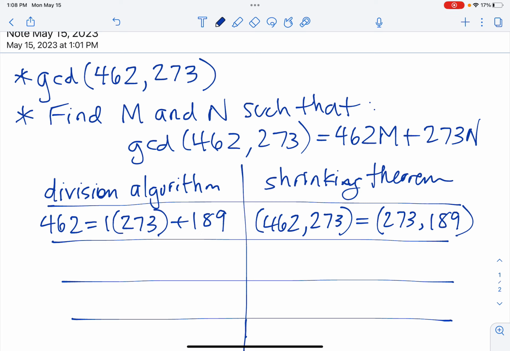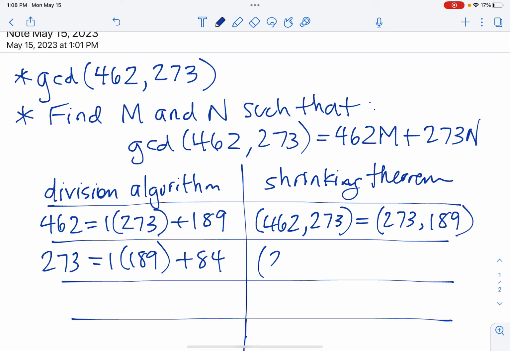Now your numbers are 273 and 189. So start with 273, repeatedly subtract 189. I think you only have to do that once. If you take 273 and subtract off 189, you get 84. So 1 times 189 plus 84 is 273. And then I rewrite the one I just ended with, and now I shrink it. It's the a, comma, the r.